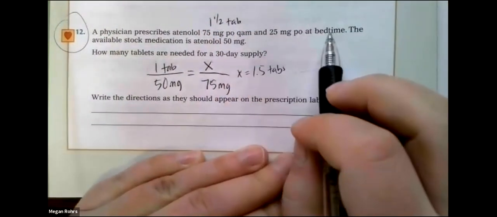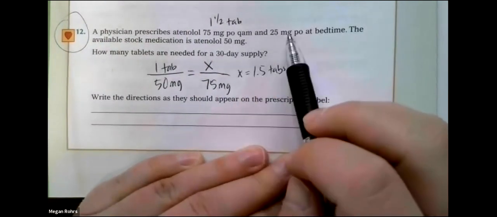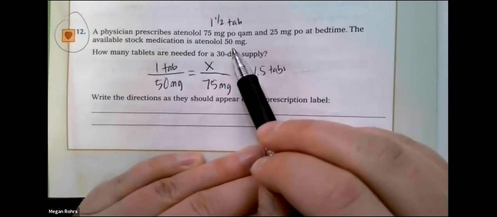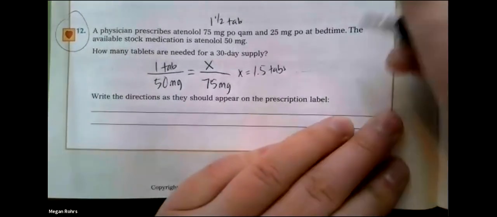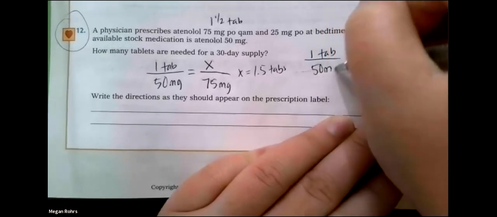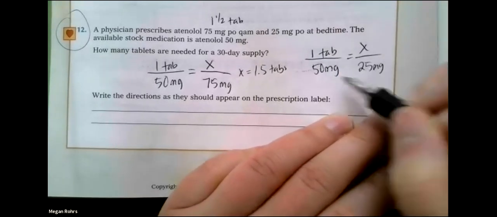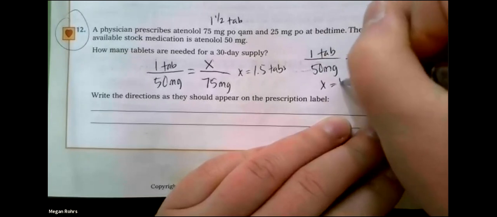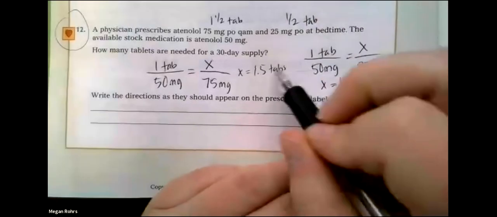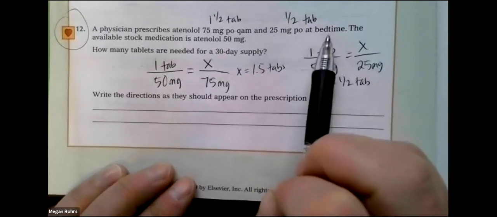And then at bedtime, they're taking 25 milligrams. So you may be able to see that 25 is just half of 50, so they would need half a tablet. But if you need to set that up, go ahead and do that. So once again, we know that one tab is 50 milligrams, and we're solving for 25. So 25 divided by 50 would give us 1/2 a tablet at bedtime. So we know that they're taking 1 1/2 in the morning, 1/2 at bedtime.